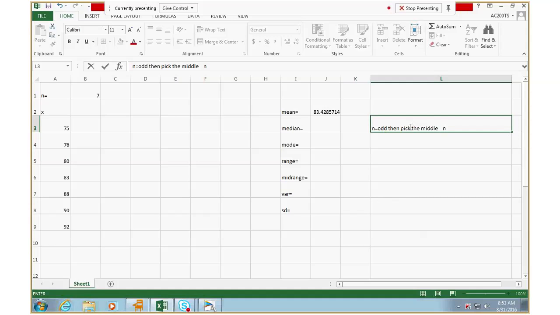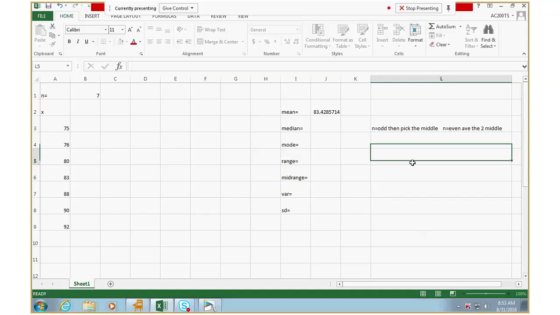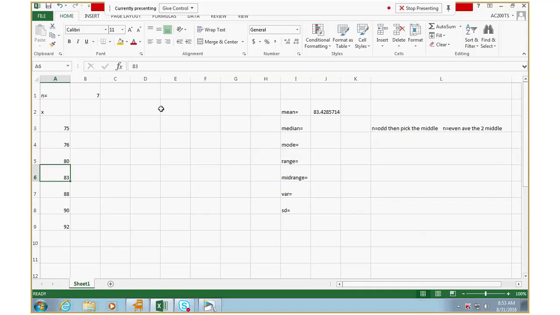If n is even, average the two middle. So what is n? Well, look at it. It's 7. It's odd. So what do we do? 83. We'll highlight that yellow, and we're going to put it right here.